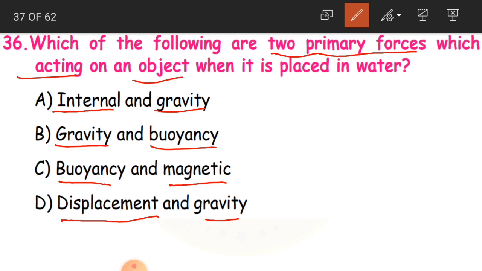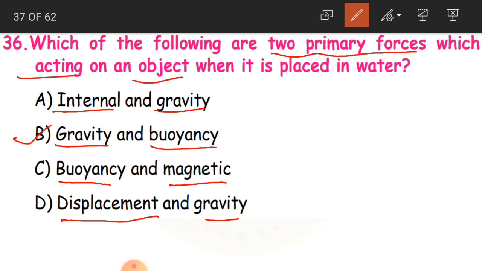So this is because of gravity and buoyancy. Okay. What is gravity? Gravity is the force which is going to attract the object towards the center. Buoyancy is the force which is going to make it float in the upward direction. Okay, children. So that is why B is the correct answer.